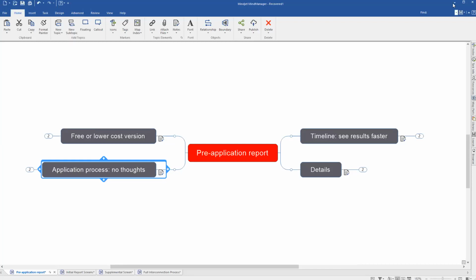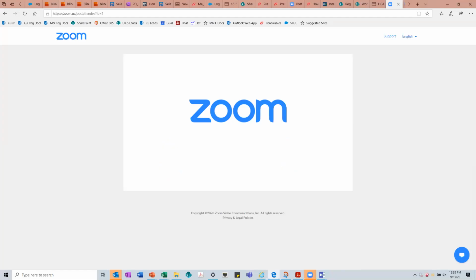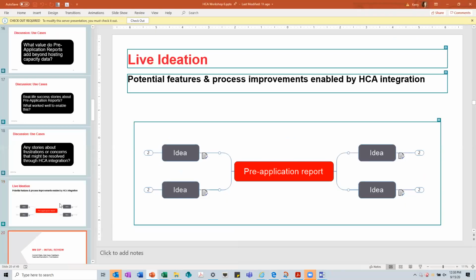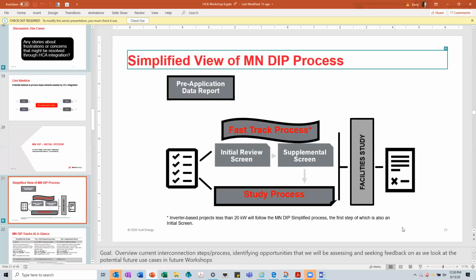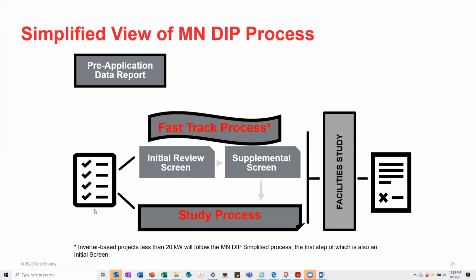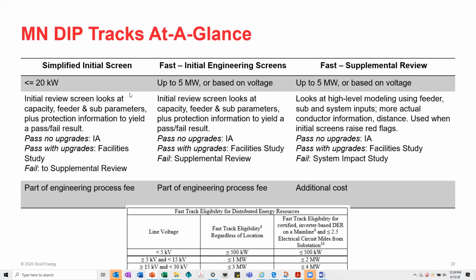I'm going to flip back to the deck, and we will go on to the next category, which is the MNDIP initial review. And I'm going to go back into presentation remote mode. Now, as a reminder, this is after you fill out the application, you go into the initial review screen if you have a qualifying project. This includes the simplified initial screens and the fast track initial engineering screens. I'm going to give you just a second to level set on what's involved with these screens by looking at this information. Sometimes it's tricky to figure out what goes into fast track initial engineering screens versus fast track supplemental screens and what qualifies for fast track at all. So I included this additional detail here at the bottom just to make it easy for you to see that.